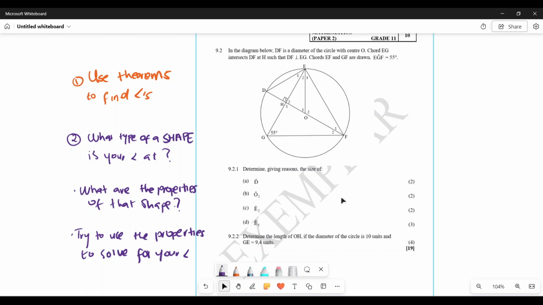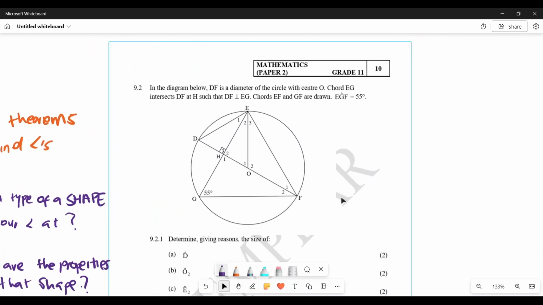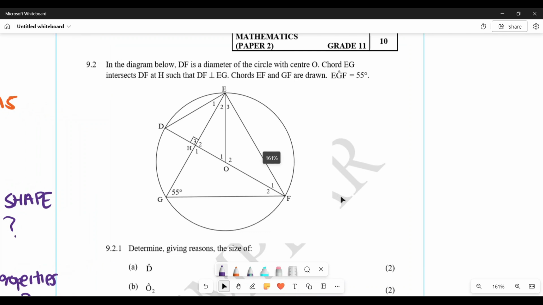All right. Now, let us try and answer these questions that we're given here. In the diagram below, DF is a diameter. Every time I'm told about a diameter, what comes into my mind is theorem 3, basically angle in a semicircle. Remember, your diameter subtends a perpendicular angle, right? So if I were to draw it here, this is my DF, which is the diameter.